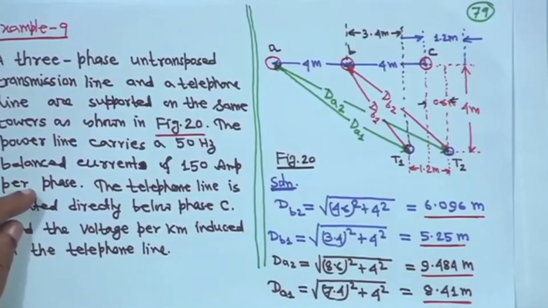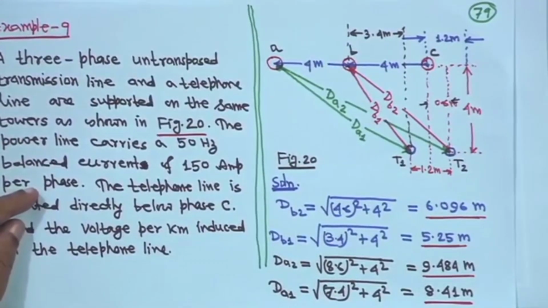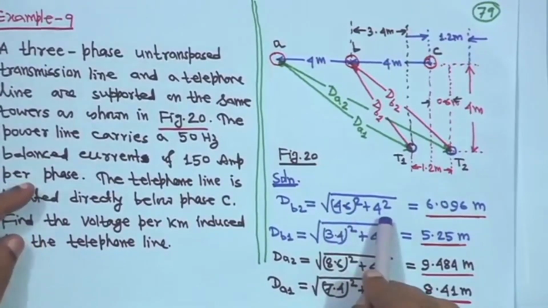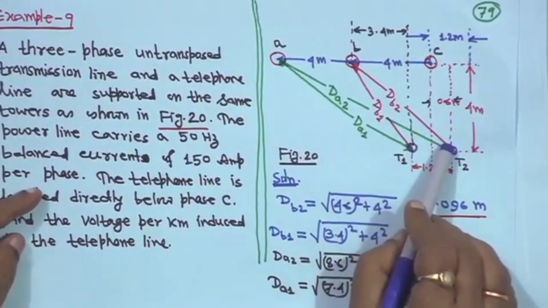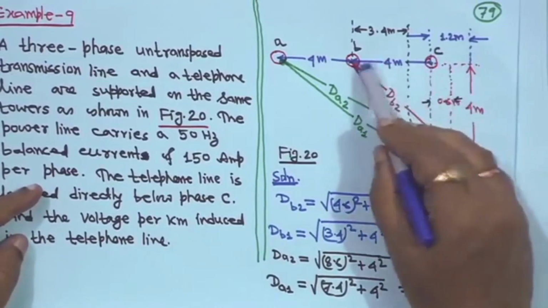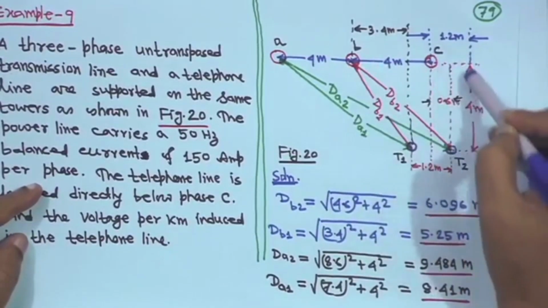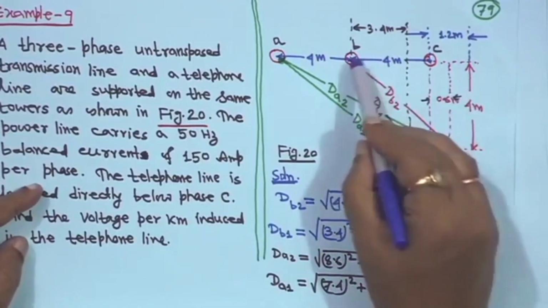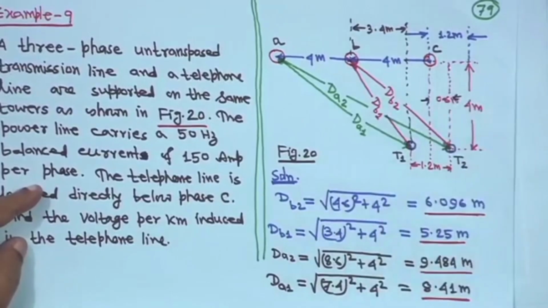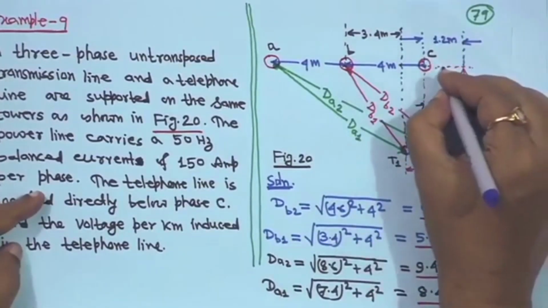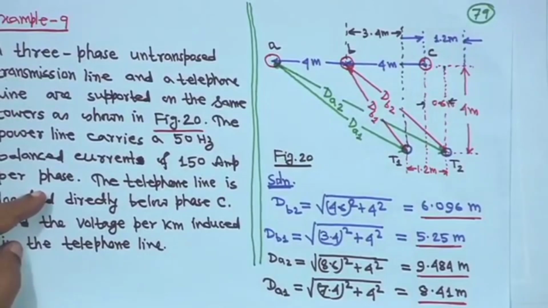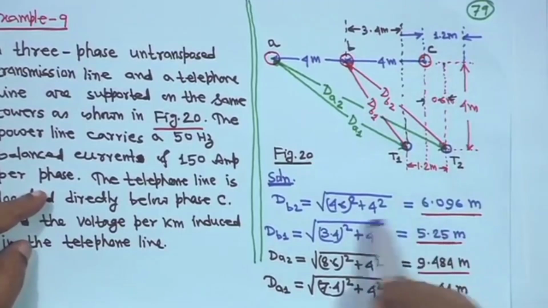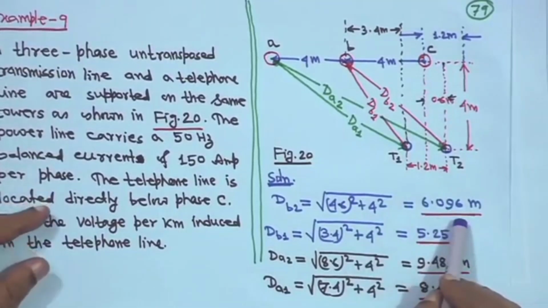Therefore, dB2 is equal to the square root of 4.6 square plus 4 square. If you take from here to here it is 4.6, and from here to here it is a right angle triangle. So, here to here it is 4, and this is 4.6 because this is 4 and this is 0.6. Therefore, you can calculate this as 6.096 meter.